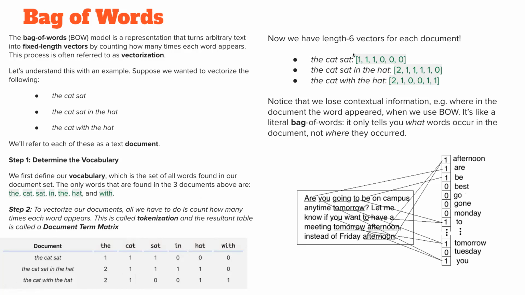So the cat sat vector is 111000. The cat sat in the hat has a vector of 211110. So this is essentially how you do the bag of words approach, and then you do statistical analysis with this.